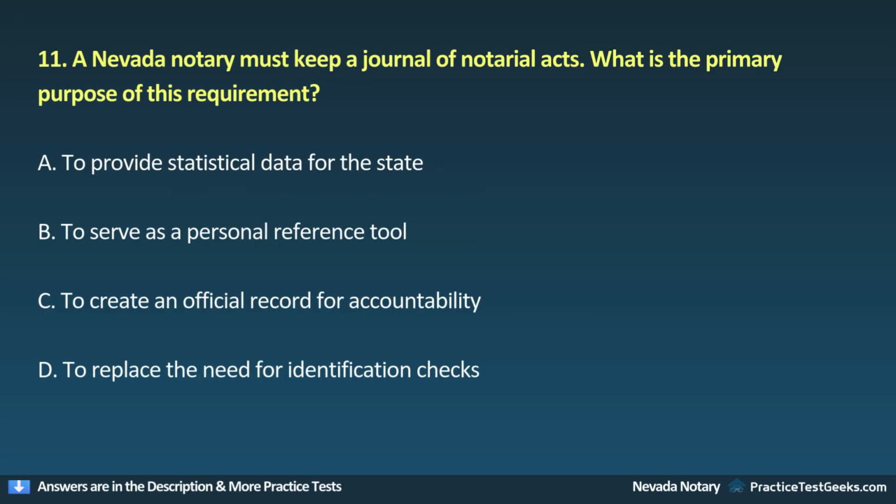11. A Nevada notary must keep a journal of notarial acts. What is the primary purpose of this requirement? A. To provide statistical data for the state. B. To serve as a personal reference tool. C. To create an official record for accountability. D. To replace the need for identification checks.